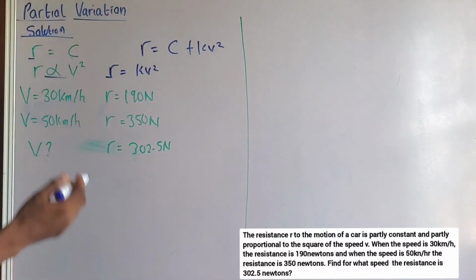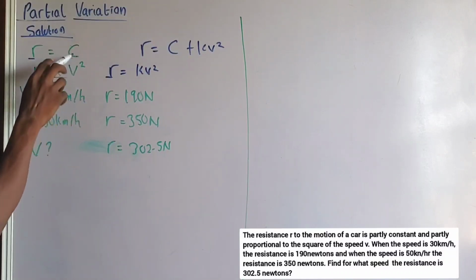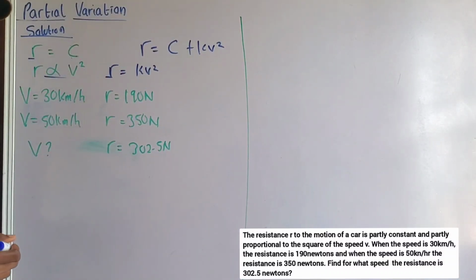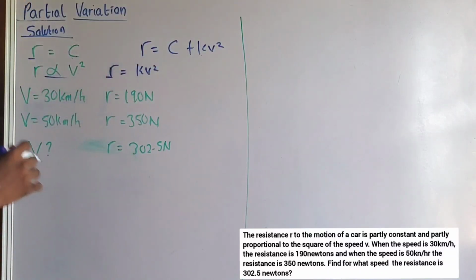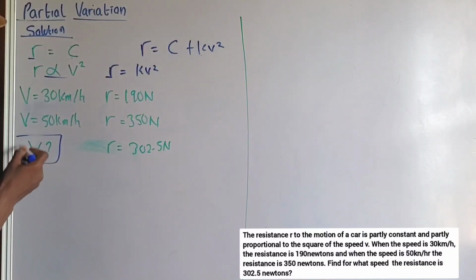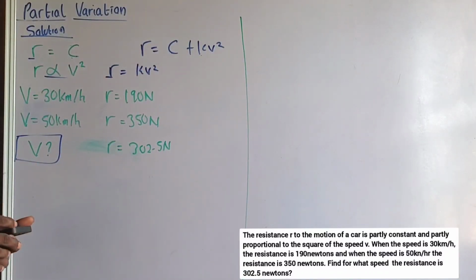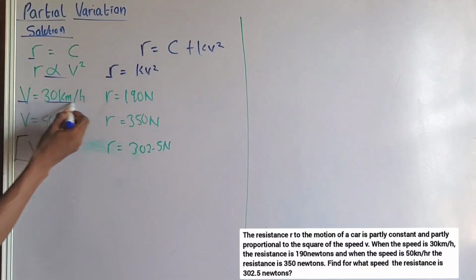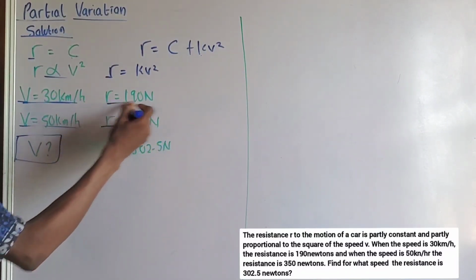So if you want to write a single expression for R, you're going to have C plus kV squared. There is nothing more on partial variation. Just know how to interpret your question. Having done this, we can easily calculate the values of C and k, because we cannot solve for the value of V unless we know the values of C and k. With the parameters given in the question, we can calculate C and k by substituting each of them into this formula.